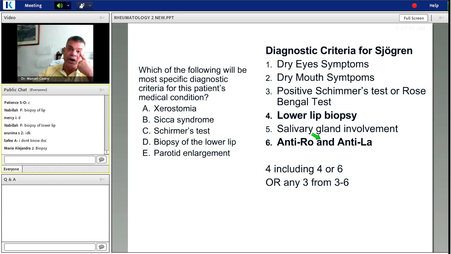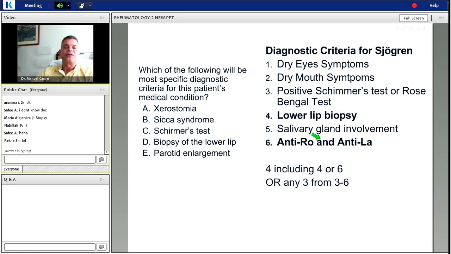Now, biopsy of the lower lip right there. You take a little bit, because you have salivary glands right there, right? And you can check to see if there's infiltration of the salivary glands with lymphocytes. If you find that, you make a diagnosis of Sjogren's syndrome, okay? So it's a biopsy of the actual lower lip, the inner side, not the outside. Not the part where you put lipstick, okay? It has to be the wet part. Now, parotid enlargement is not typical of this.